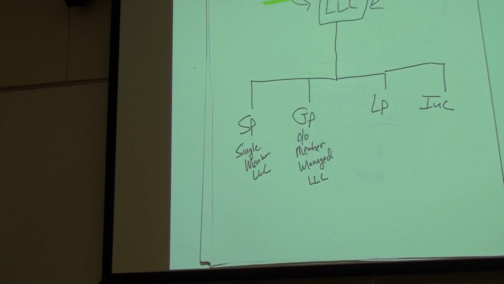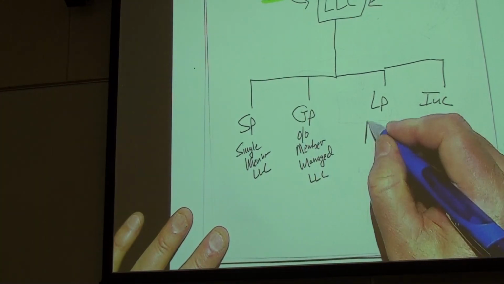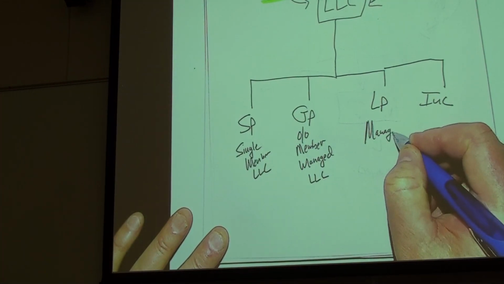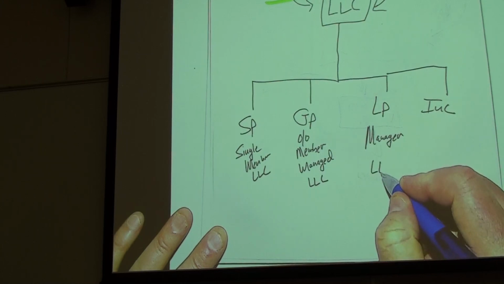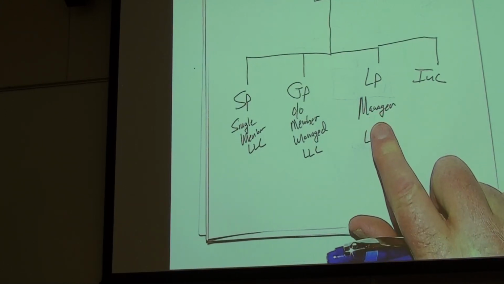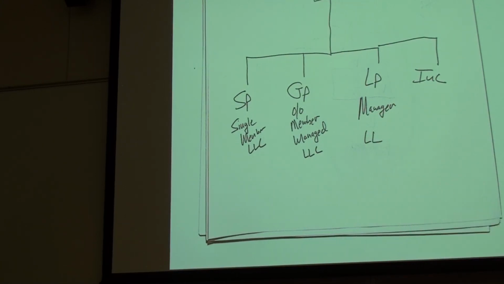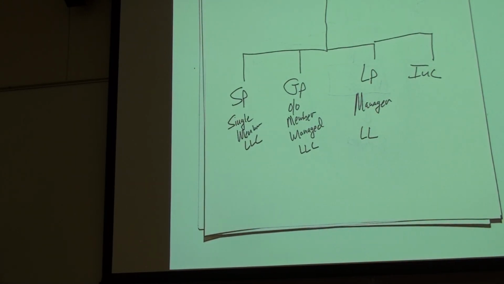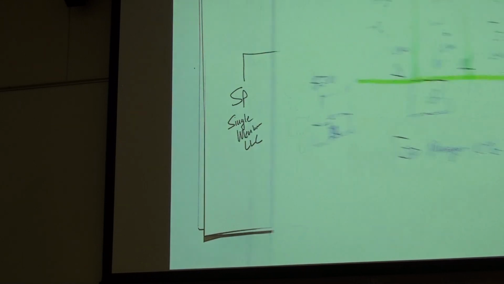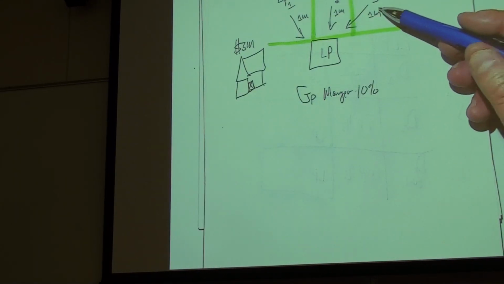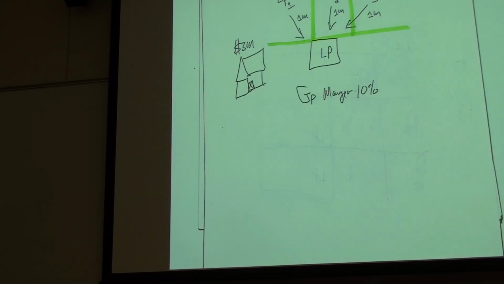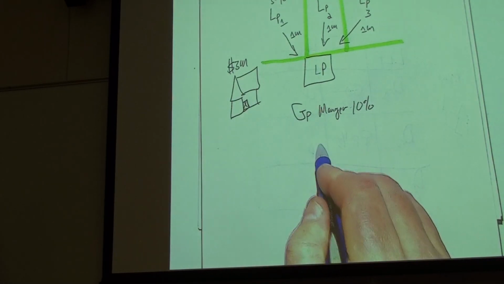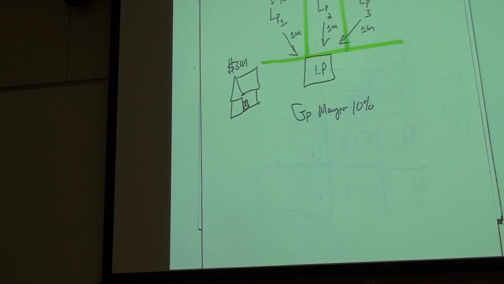Next version is the limited partnership model. And again, this is where you have a manager. So this is called a manager-managed LLC. So this is the apartment building model. So remember, in the apartment building, we have the limited partners who cannot engage in any kind of management, and we have the manager who manages, but they have unlimited liability.